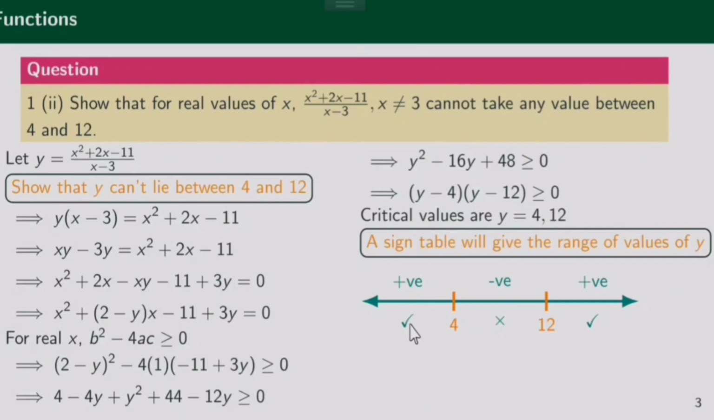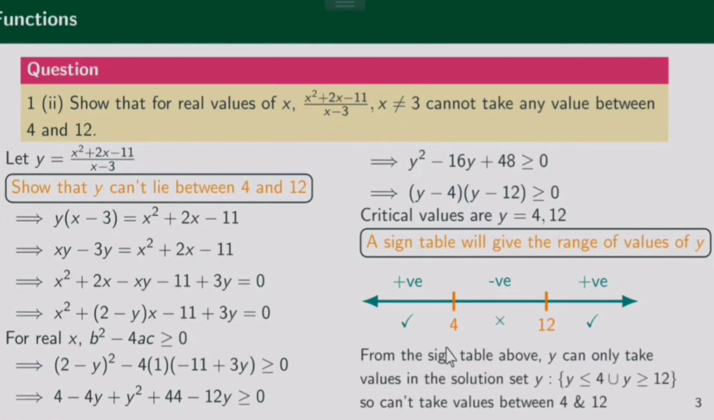Then, these are the required inequalities for the values of y. That means y cannot take values between 4 and 12, and that was the question. So from the sign table above, y can only take values in the solution set: y is less than or equal to negative 4, and y is greater than or equal to 12. So y cannot take values between 4 and 12, and we've answered that question.